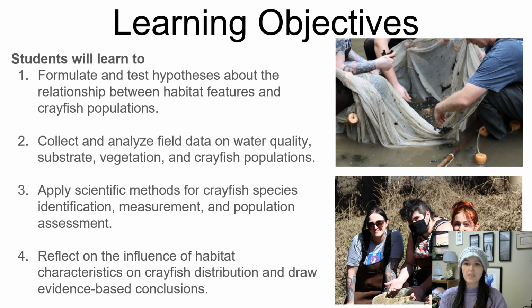Apply the scientific method for crayfish species identification, measurement, and population assessment, and then reflect on the influence that any kind of change in habitat characteristics would have on either crayfish distribution, population metrics, or size, and draw some evidence-based conclusions based on what we saw in the field.